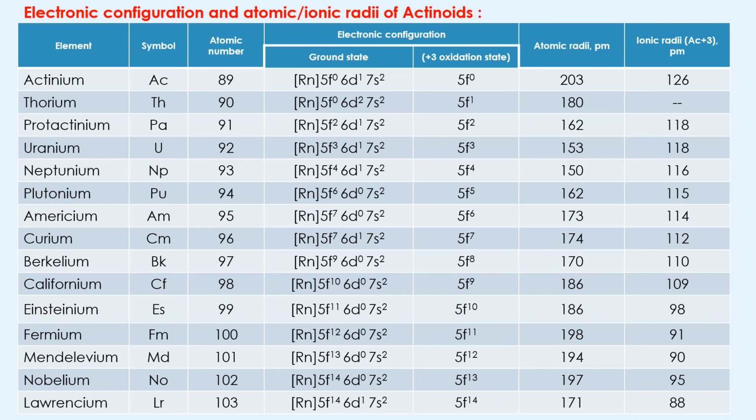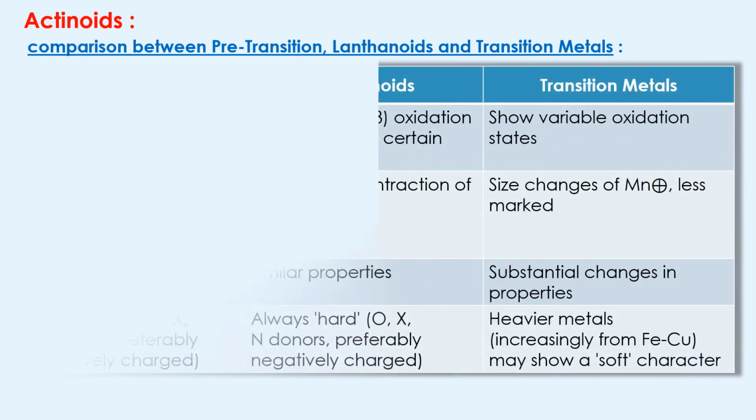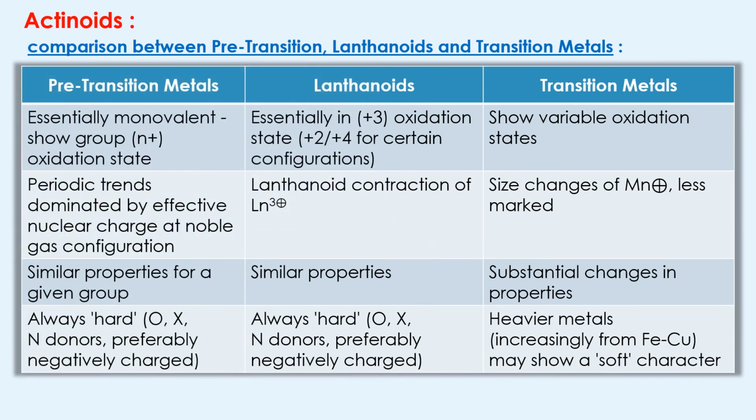Then they give you the atomic radii in picometer and ionic radii in picometer. Now see, we have to compare the relationship between pre-transition metals, lanthanoids and transition metals. In this table, pre-transition metal means essentially monovalent. They show the group N+ oxidation state, but for lanthanoids they show +3 oxidation state. Transition metals show variable oxidation states. In lanthanoids, in some cases they show +2, +4 also.